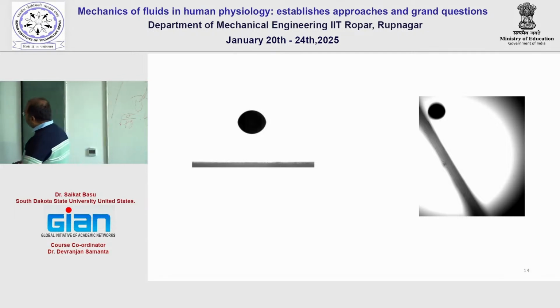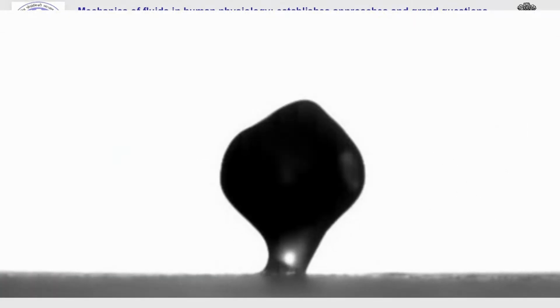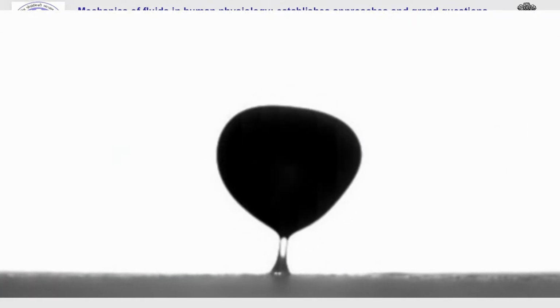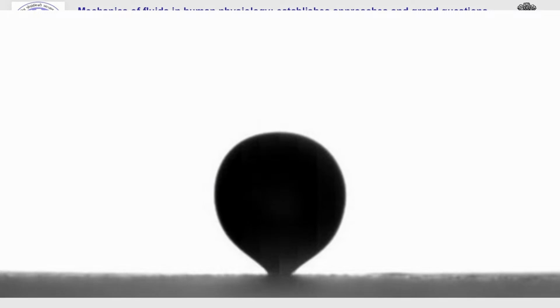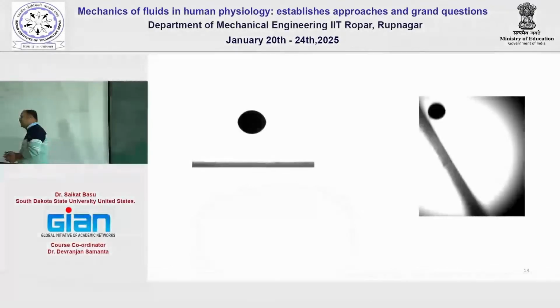So you can see during the retraction process, thin filaments are being formed, and these are long-lasting enough to cool down the bigger part of the droplet. In case of water, during the retraction process, even if these filaments form, they will last very few seconds and break down. The water will just rebound.